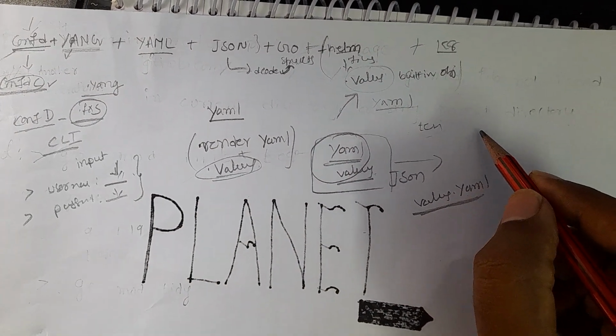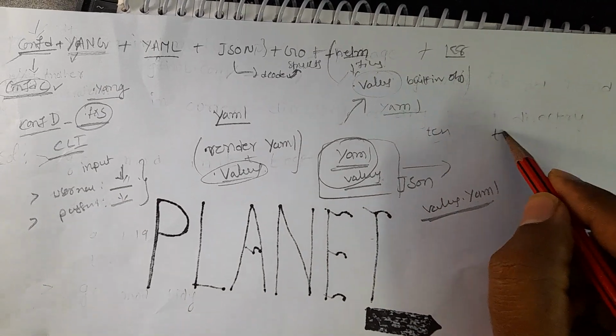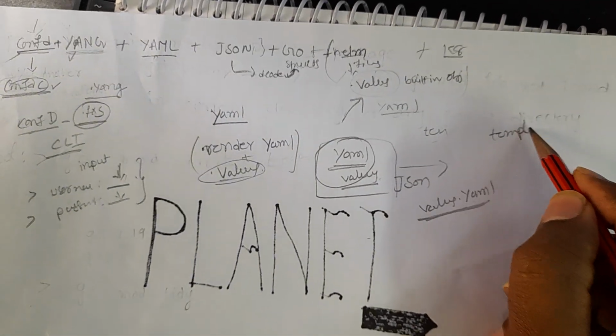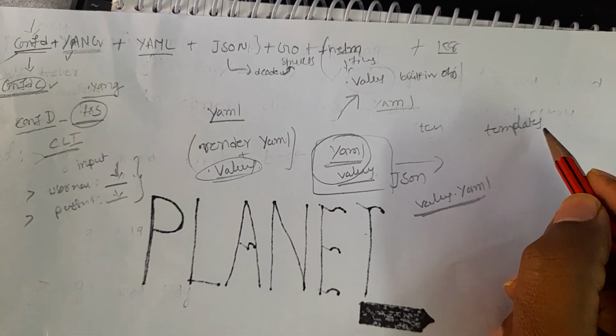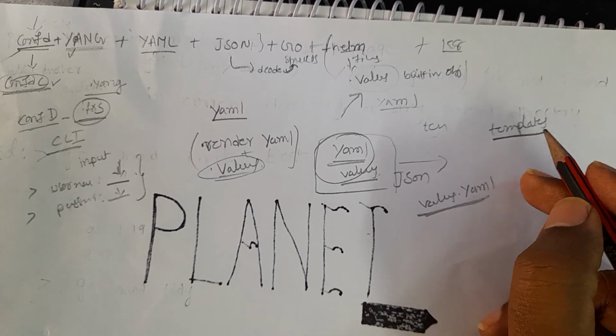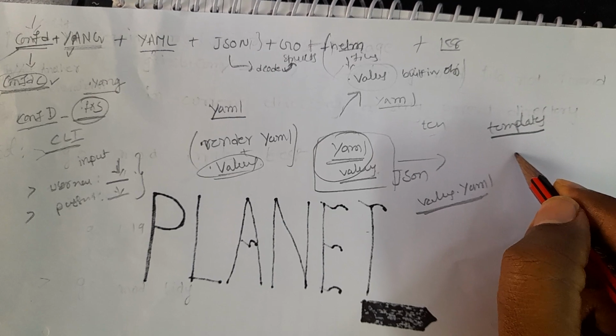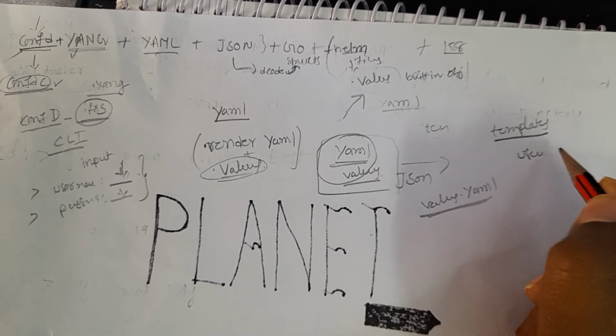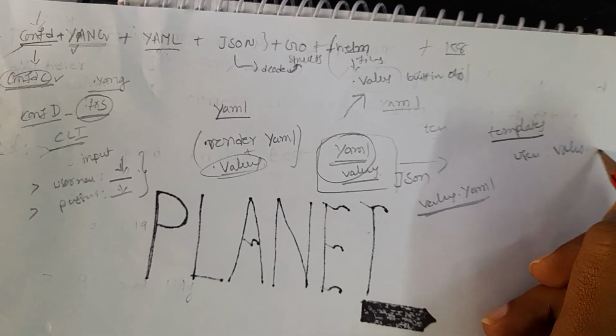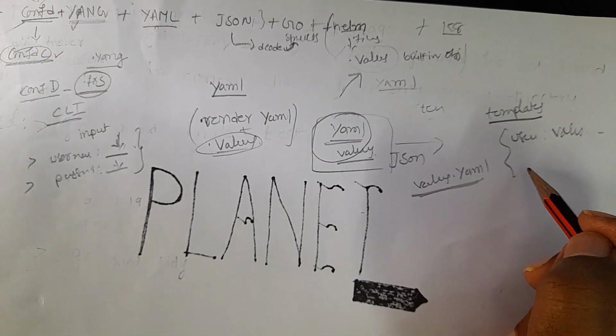And while installing the chart, we use templates, right? Templates will have fields like my username equal to values dot something. So the charts will be prepared and will be installed.